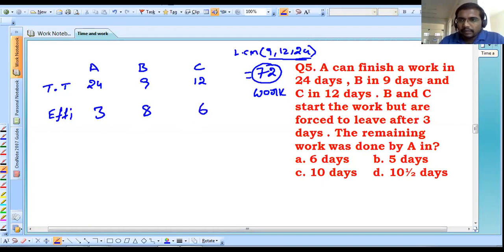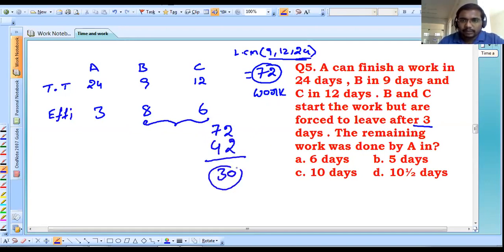B and C started the work but are forced to leave after 3 days. That means they only worked for 3 days. So here 8 comma 6, 8 plus 6, 14 out of 72. This 14 units every day work, but they worked for how many days? 3 days. 14 3s are 42 completed.